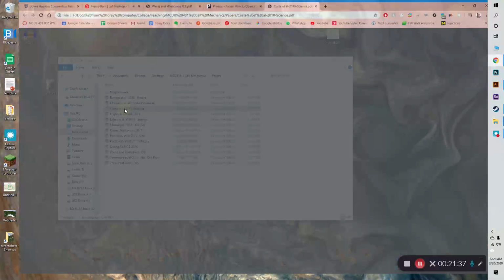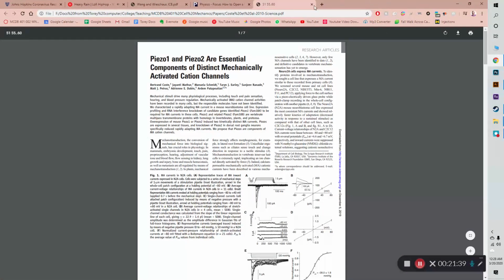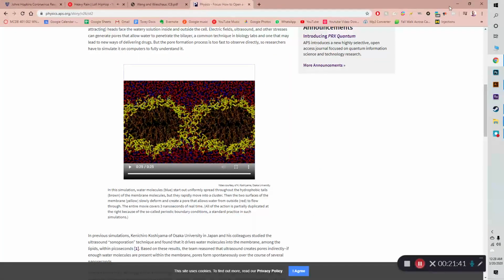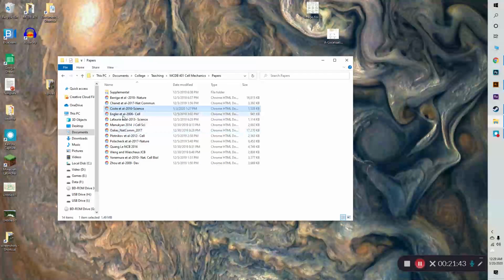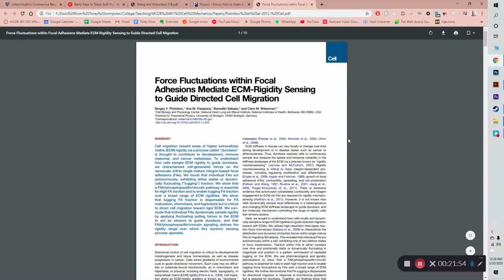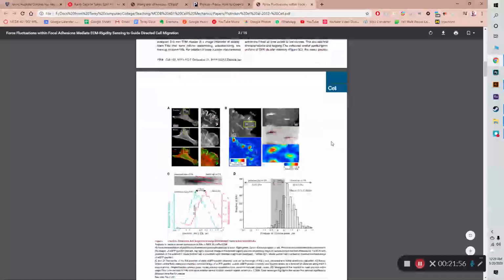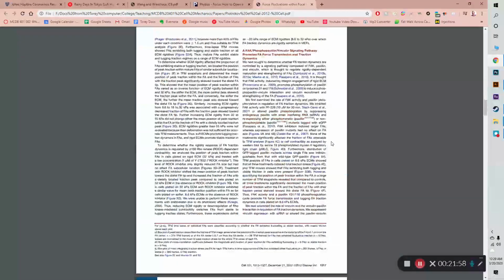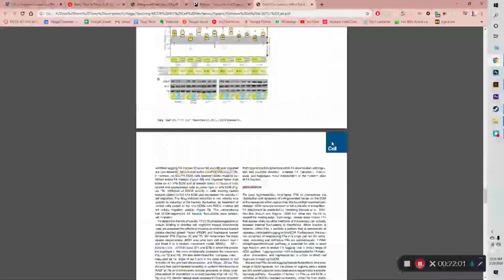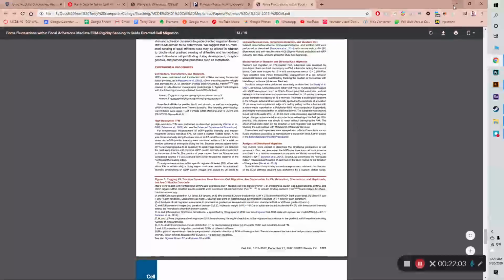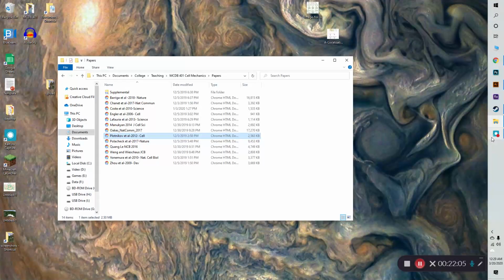Was it this one? No, that's the first one. Okay. That was the next one. Oh yeah, it was Plotnikov, I believe. Yeah, this paper is cool. It was on the tugginess of the... Yeah, I like this one. This one was a new one too.